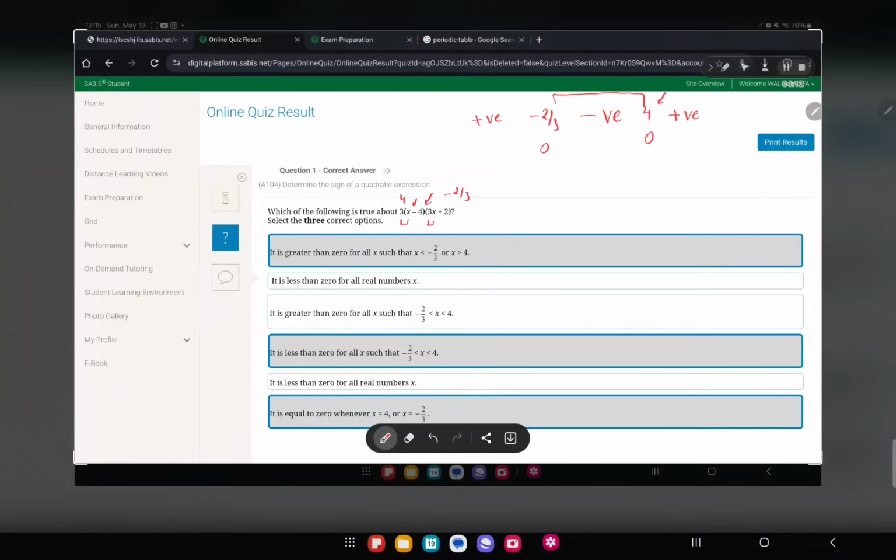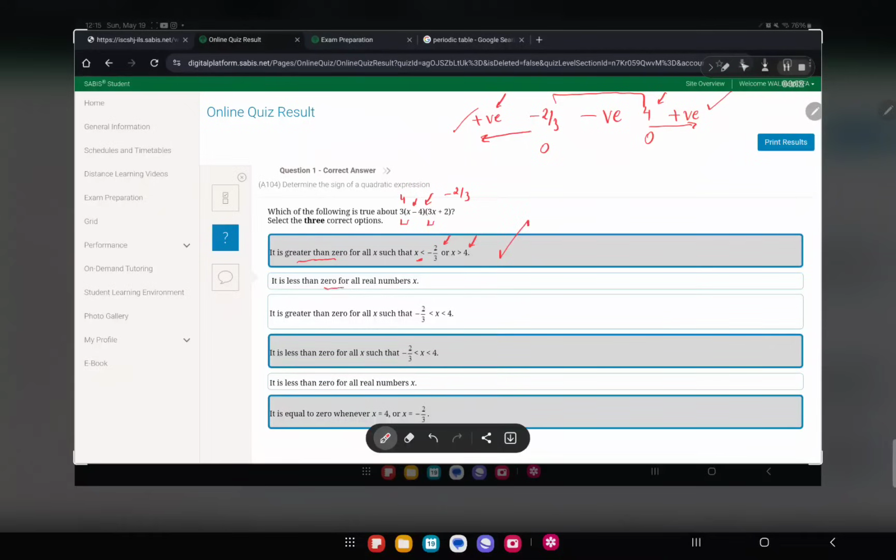Okay, so now we can solve. When is it greater than 0? Greater than 0 means it's positive, right? It's greater than 0 for all x before negative 2 over 3 and all x after 4. Let's see. All x before negative 2 over 3, is it positive? Yes. How about after 4? Is it positive? Yes. So we tick this.